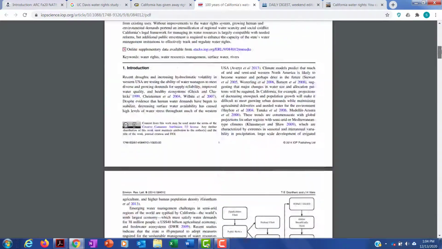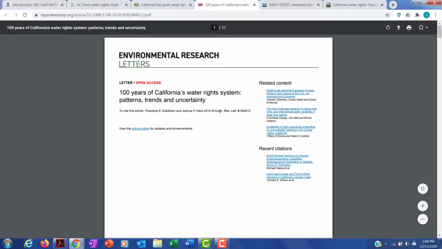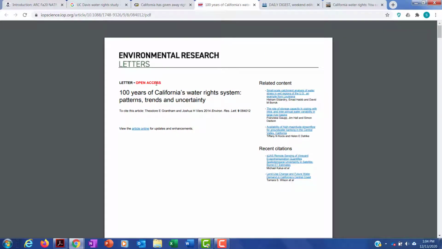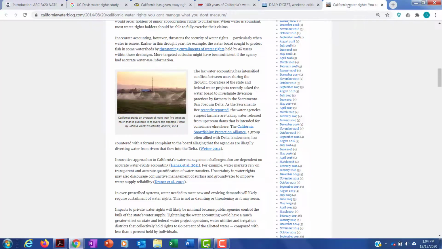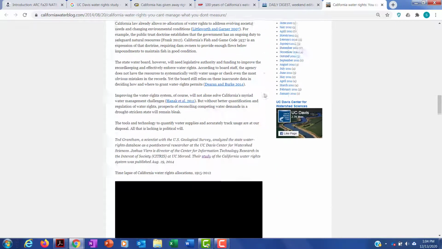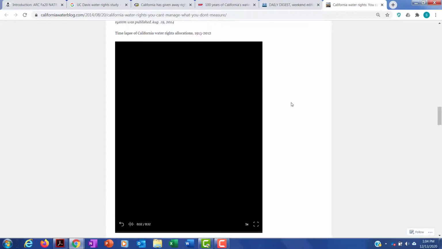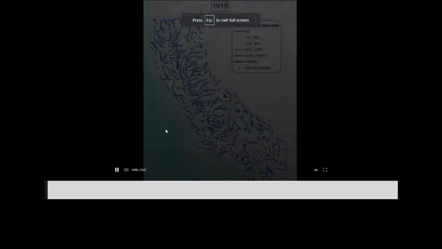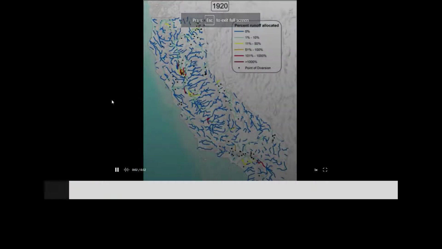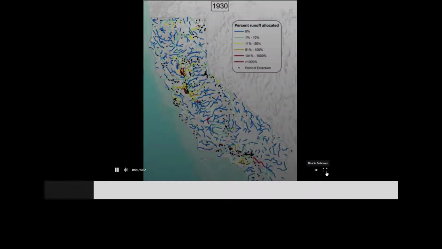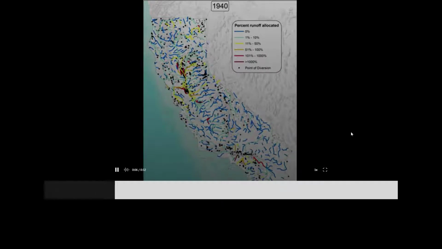I want to show again, this is just sort of extra texture to the assignment here, but they did a lot of work in this study, and they assembled the database, and they made this illustration. And what I'm going to do is show you this thing. It shows you the history of water rights allocation in California from 1900 to the present.